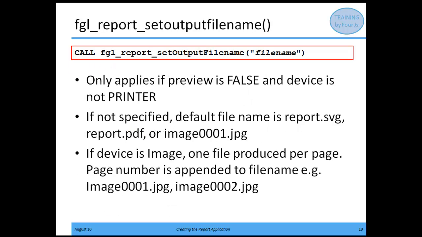Now if you're saving the file, which means preview is false, and your device is not a printer, then you probably want to specify the output file name. And we have the FGL report set output file name for you to specify what that file name is. If it's not specified, we're going to use a default file naming such as report SVG, report PDF, or image 001.jpg. And if the device is an image, we're going to have 1 file produced per report page, and the page number is going to be appended to the file name, as we see here with image 001, then image 002, and so on.